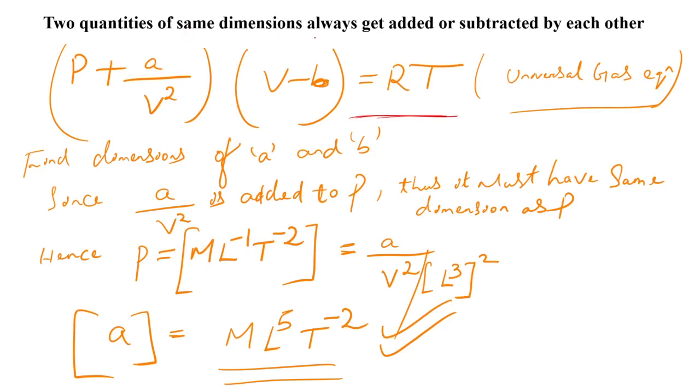Two quantities of same dimensions always get added or subtracted by each other. Suppose pressure plus a by v square is your term. The dimensions of these two quantities are the same. If the dimension of pressure is x, then a by v square also has dimension x. So two quantities of the same dimensions are always added or subtracted. If the dimension of v is x, then b is also x.